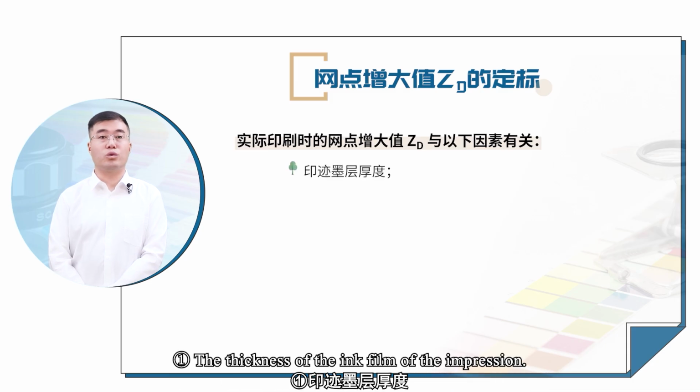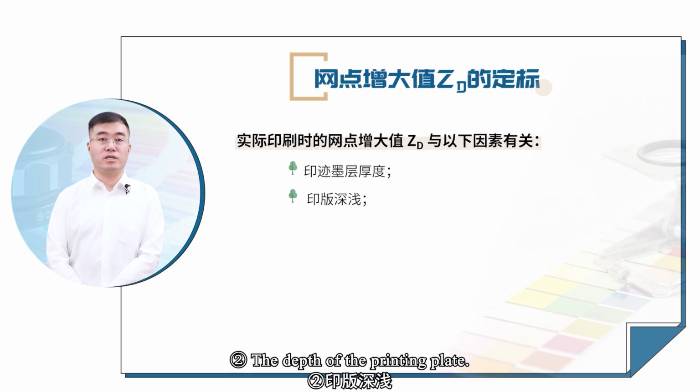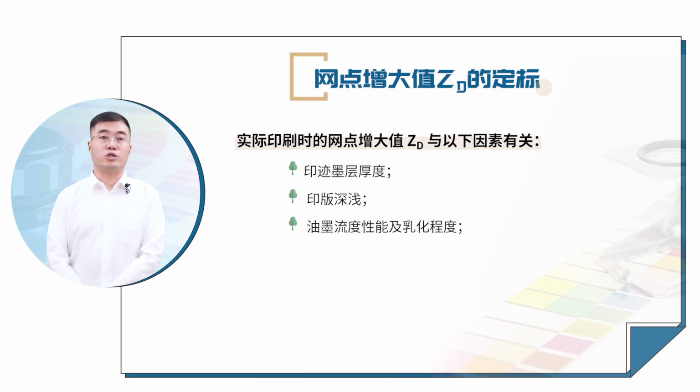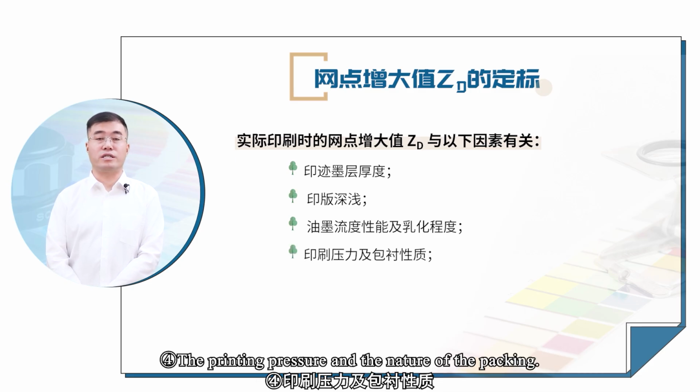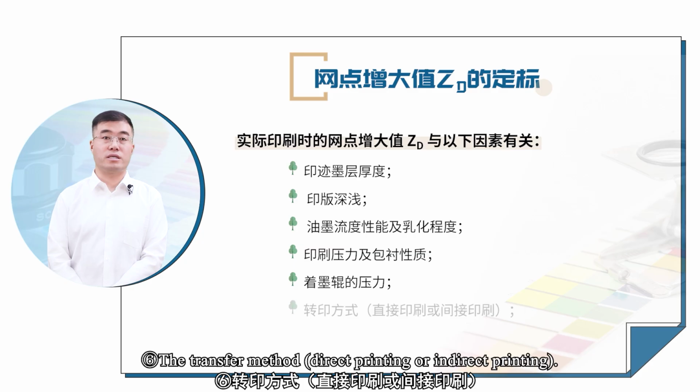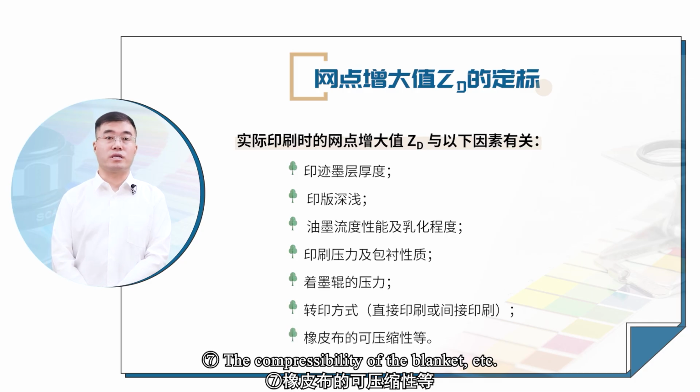Number 1. The thickness of the ink film of the impression. Number 2. The depth of the printing plate. Number 3. The flow performance and emulsification degree of the ink. Number 4. The printing pressure and the nature of the packing. Number 5. The pressure of the inking roller. Number 6. The transfer method, direct printing or indirect printing. Number 7. The compressibility of the blanket, etc.